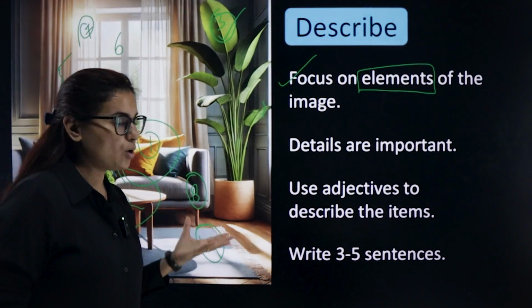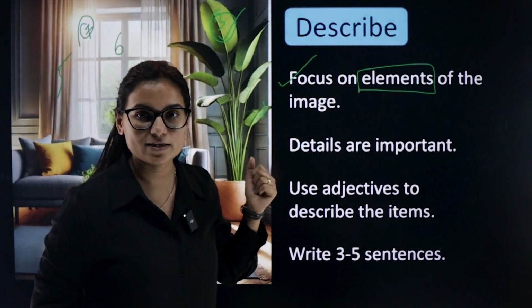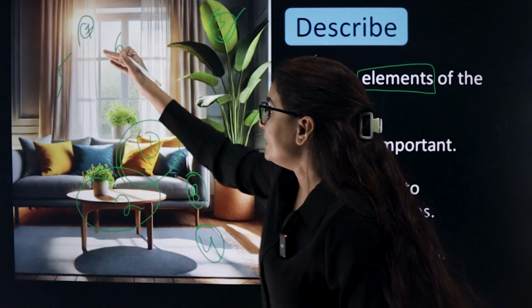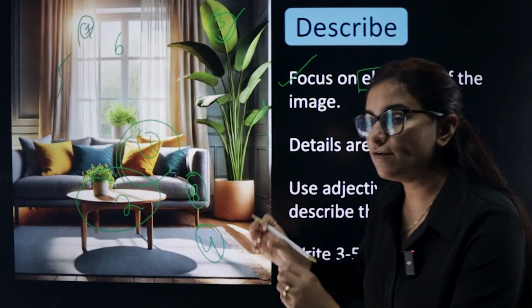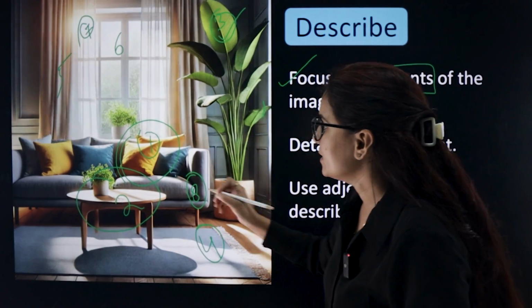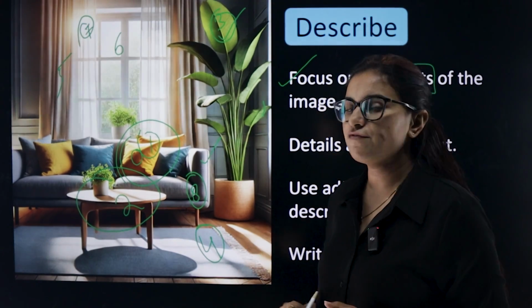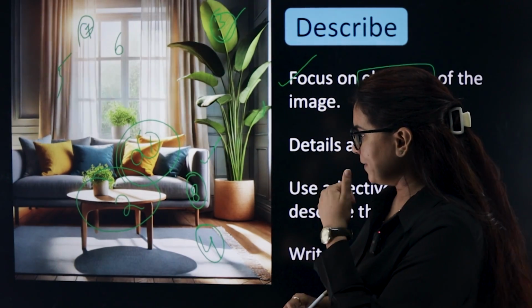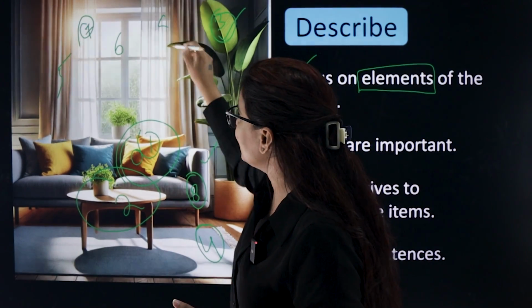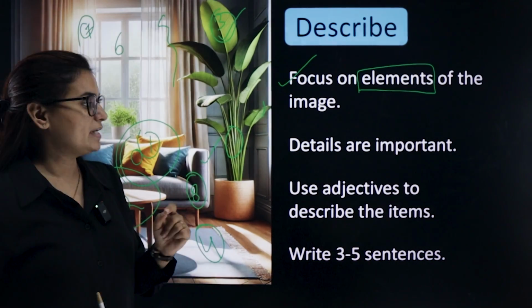Once you have noticed all the elements of the image, you have to describe them in sentences. Here, details are really important for this exercise. These elements that you have counted, you have to start describing them by pointing out details. Details such as, what is the color of the pillow? Yellow. What is the color of the sofa? It's gray. What's the color of the plant? The plant is green. What is the color of the curtains? Transparent white. So these details are really important when you describe any image.